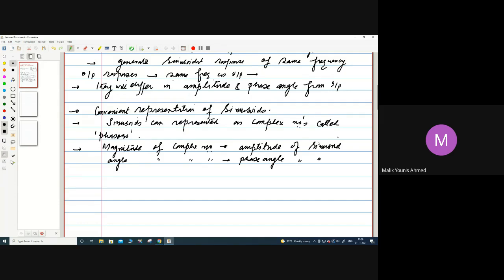So this should be very clear. The magnitude of the complex number is the amplitude of the sinusoid, and the angle of the complex number is the phase angle of the sinusoid. So that should be very clear. Now let's see. I have one system in front of me. Consider a system which is shown in the figure.